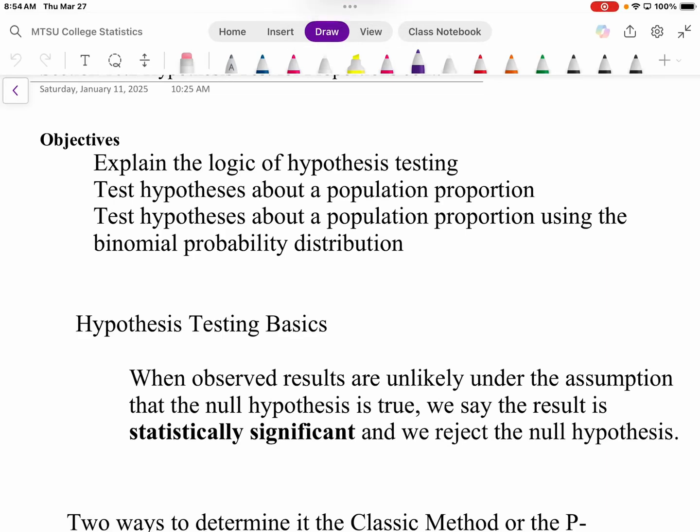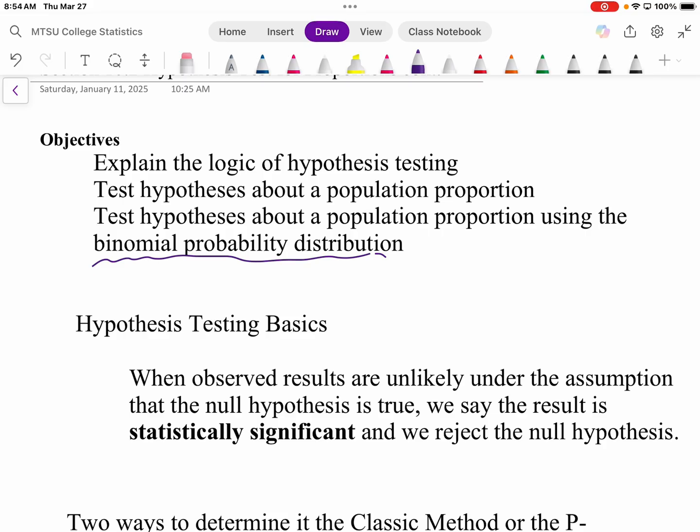Hypothesis testing. Test hypotheses about a population proportion, and then test hypotheses about a population proportion using the binomial probability. Again, we're not going to focus as much on that. The reason why you use it, there's two things we do.